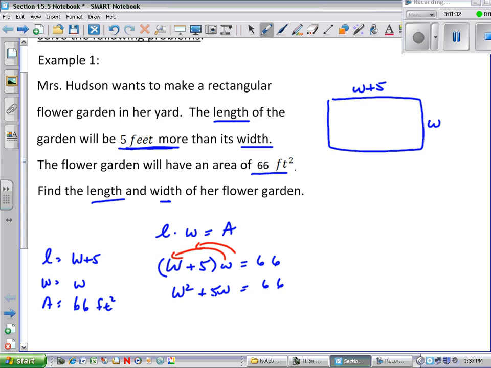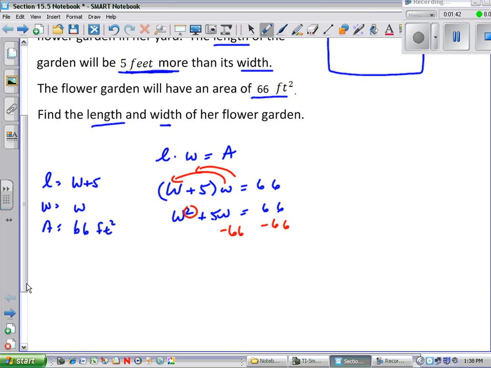And then I notice it's a quadratic equation. It has the squared in it. So I'm going to need to subtract 66 from both sides so that I'll have 0 on one side and everything else on the other. So that I will have W squared plus 5W minus 66 is equal to 0. And now my A is the coefficient of the squared term. It's 1. My B is 5. And my C is negative 66.